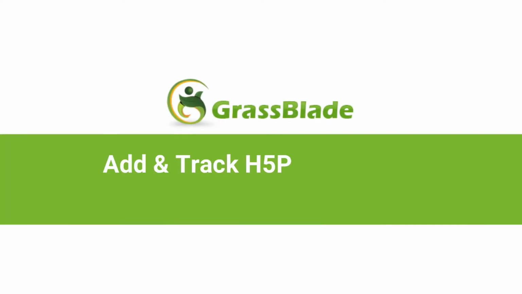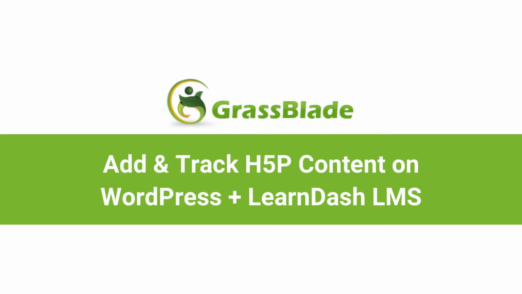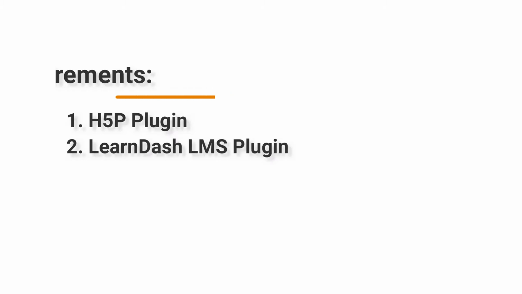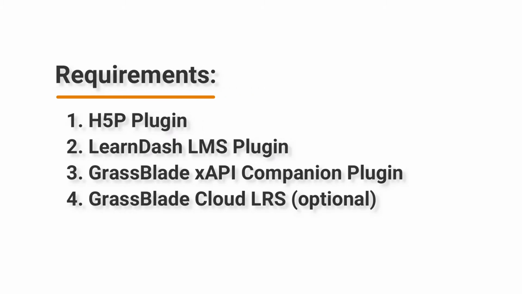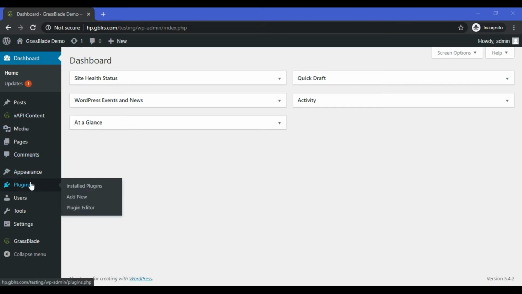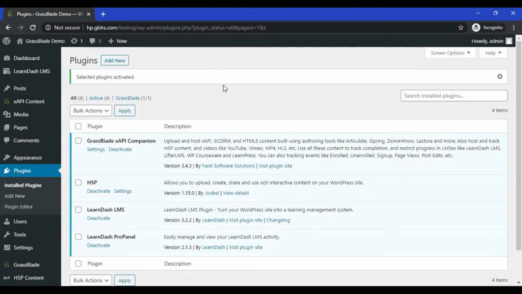In this video, we are going to learn how to use and track H5P content on WordPress and LearnDash LMS. We will use the following plugins: H5P, LearnDash LMS, GrassBlade xAPI Companion and LearnDash Pro Panel. Also, we will use GrassBlade LRS for reporting, but won't cover its setup in this video.